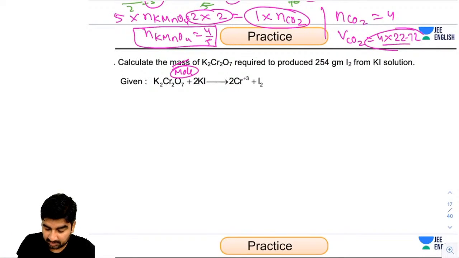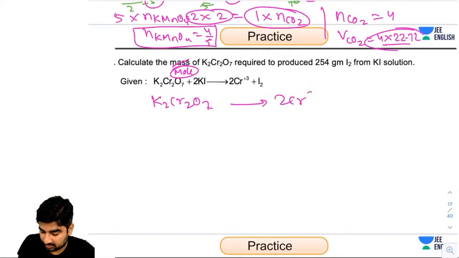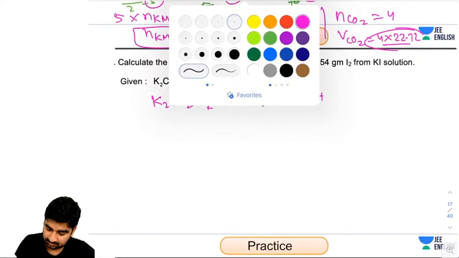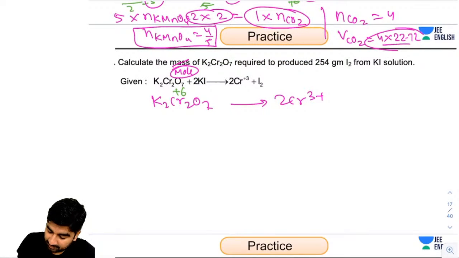Again, you have to calculate the mole factors. So K2Cr2O7 is going into 2Cr3 plus, right? So guys, here we will be having plus 3, here we will be having plus 3.